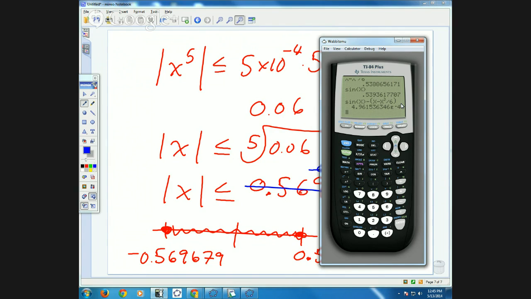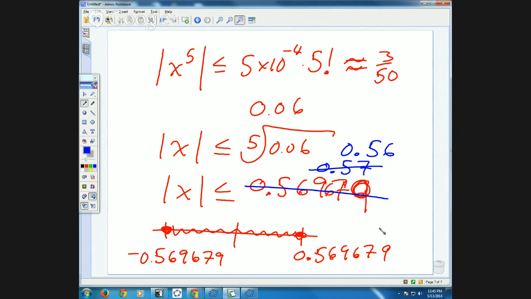Pretty cool, huh? So we found that if we could afford a margin of error of 5 times 10 to the negative fourth, as long as we choose x values that are in this interval here, we are safe. At the very edge, we'll be very close to our margin of error. In the middle, we'll have many more decimal places of accuracy.